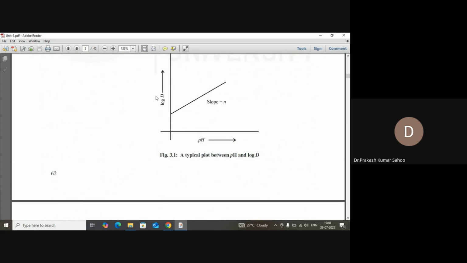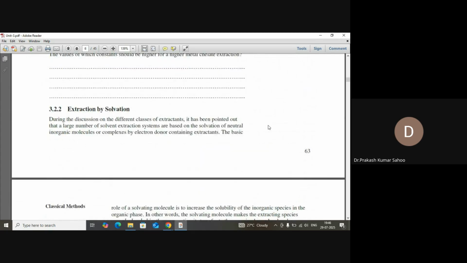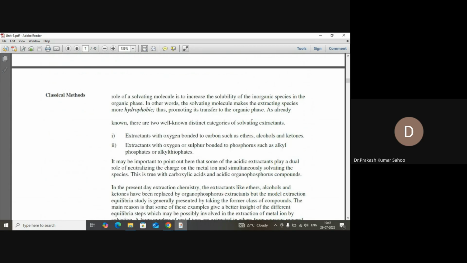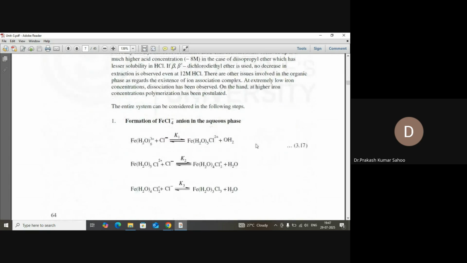And we have the pH versus log D slope like this. Then extraction by solvation the same way. Using an extractant, we are separating different solvents in different pH ranges. So extractants with oxygen bonded to carbon, ether, alcohol, ketone may be used. Oxygen, sulfur, maybe phosphorus or alkyl phosphate, alkyl thiophosphate may be already discussed.